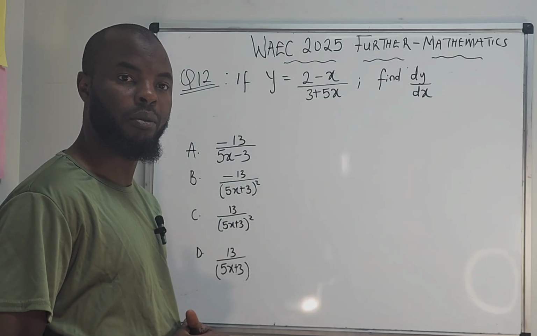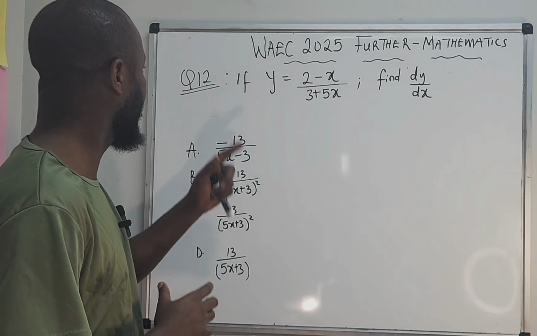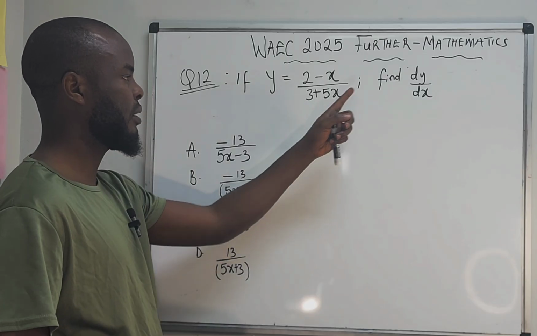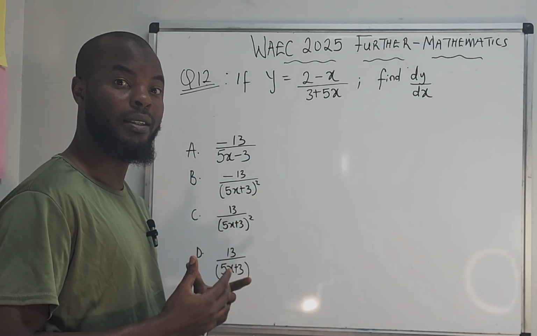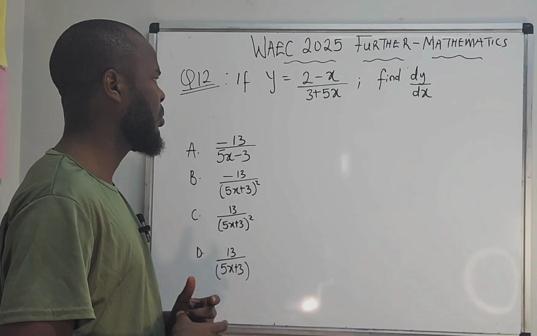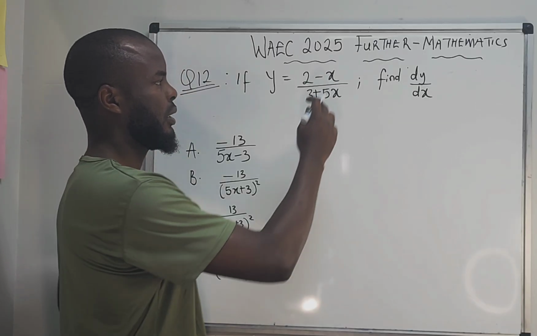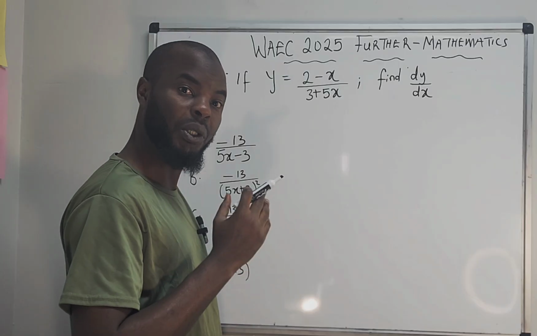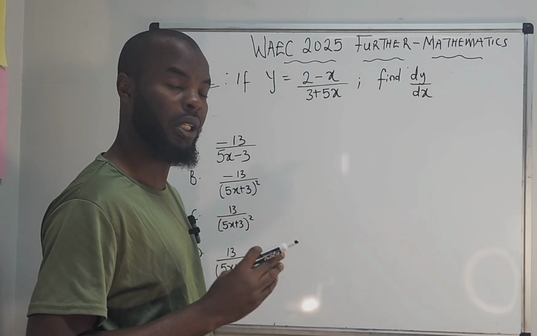Today, I'll be doing question number 12. It says, if y equals (2 minus x) over (3 plus 5x), find dy/dx. This is calculus. How do we do this? If you look at this, this is something we call the quotient rule. We have the product rule and we have the quotient rule in calculus.